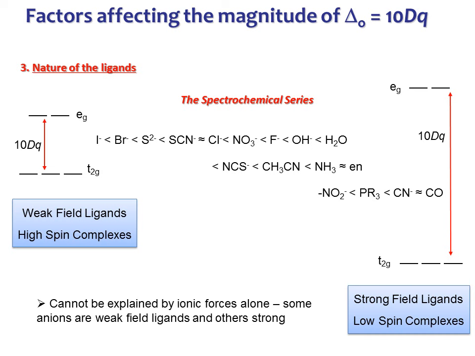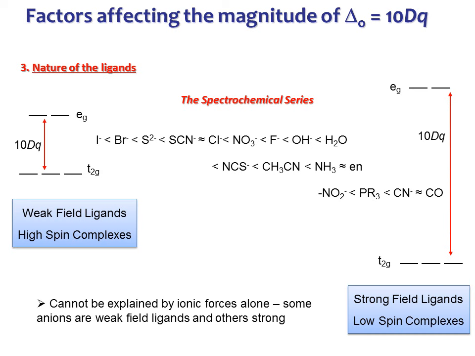Finally, the nature of the ligand has a significant effect on 10 Dq. Ligands such as halides, nitrate, hydroxide and water are classed as weak field ligands and give rise to relatively small crystal field splittings. Ligands such as ammonia, ethylenediamine, phosphine, cyanide and carbonyl are classed as strong field ligands and give rise to large crystal field splittings.